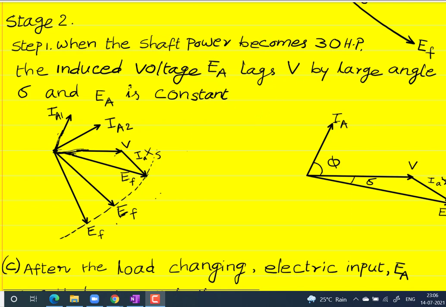that is B bit. When the shaft power becomes 30 HP, meaning output is 30 HP, the induced voltage EA lags V by a large angle delta, and EA is constant. So look at this. EA remains the same, so it follows a circle like this. The only thing is the angle between V and EA changes. So here it is less angle, here it is more angle, here it is more angle.